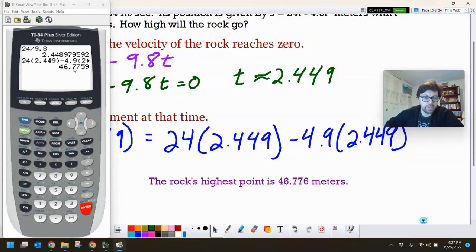And I get 46.776 meters. So we would say that the rock's highest point is 46.776 meters. I think I said the wrong number here earlier, but you get the idea.